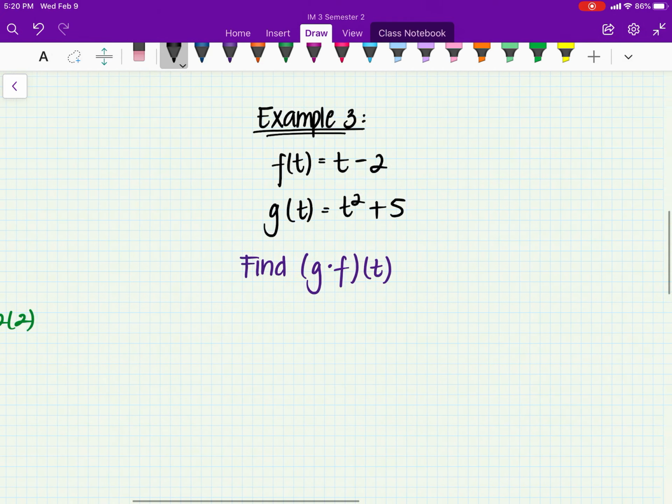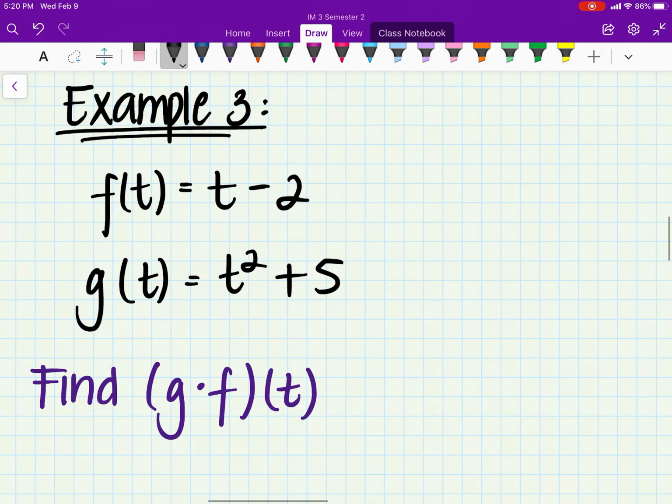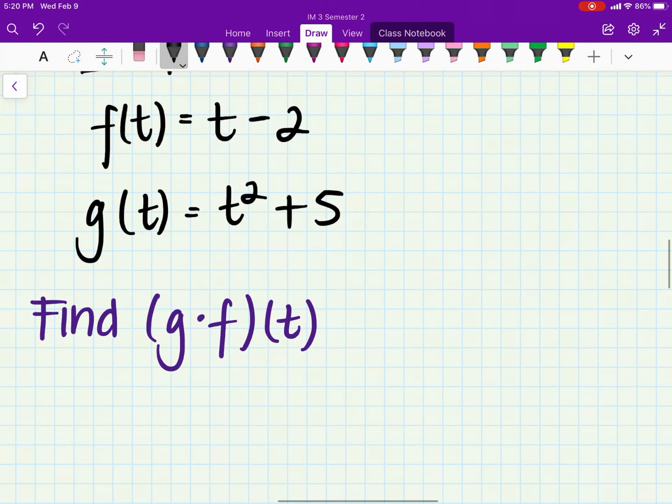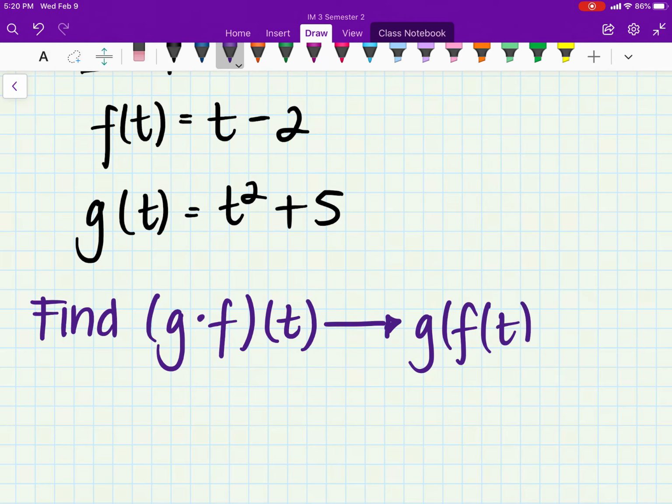All right, let's go ahead and move on to this next one. And now on this next one, guys, we have f of t equals t minus 2 and g of t equals t squared plus 5. And we want to go ahead and find g times f of t. So starting off, guys, I do need to rewrite this expression here. And this is actually going to become g of f of t. Just like that.